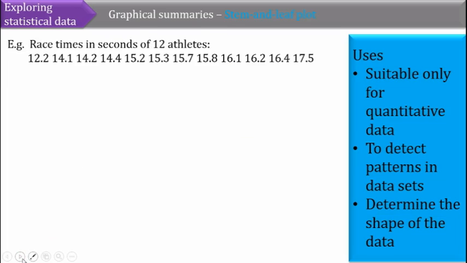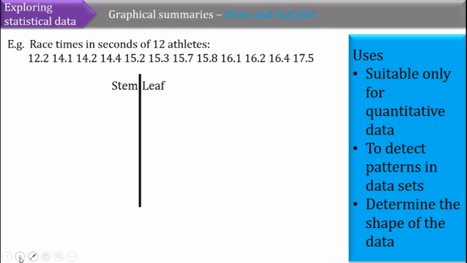Right, now the next one is what we call a stem and leaf plot, which is also a very useful one. In this case we have 12 race times of athletes, and you'll see that it has decimal places. So the first thing with our stem and leaf plot is that we have to create a dividing line between the stem and the leaf.